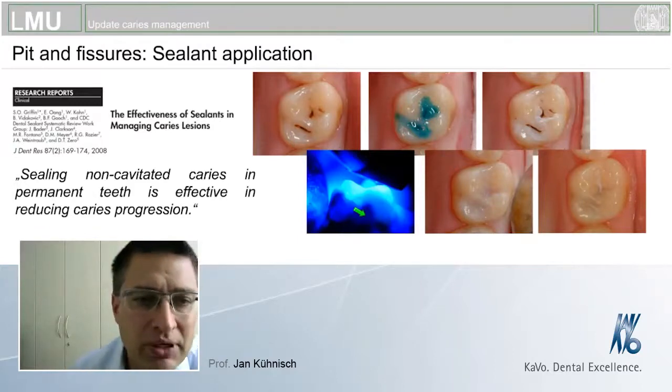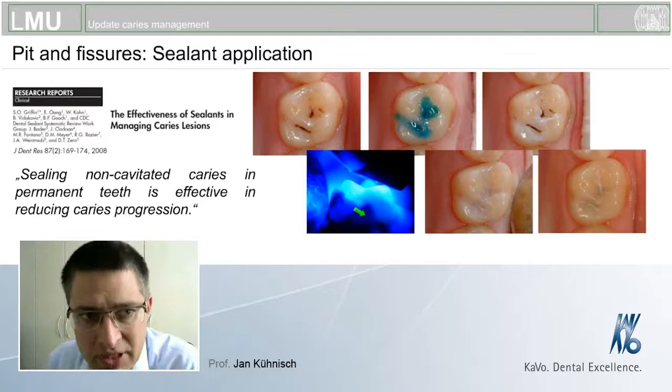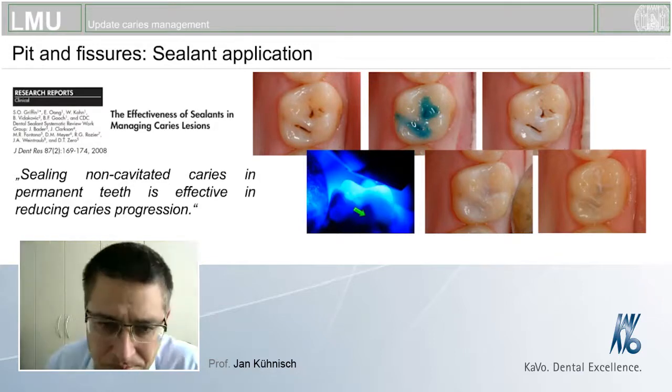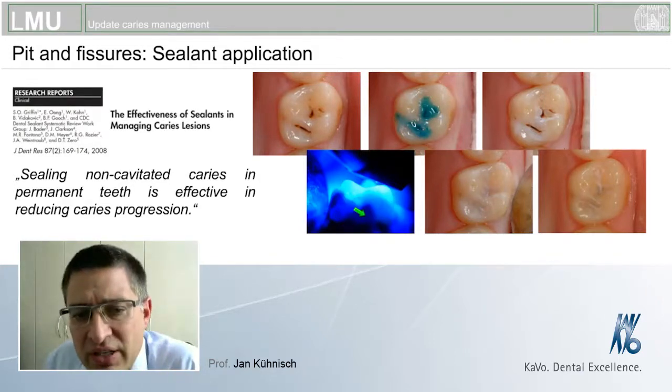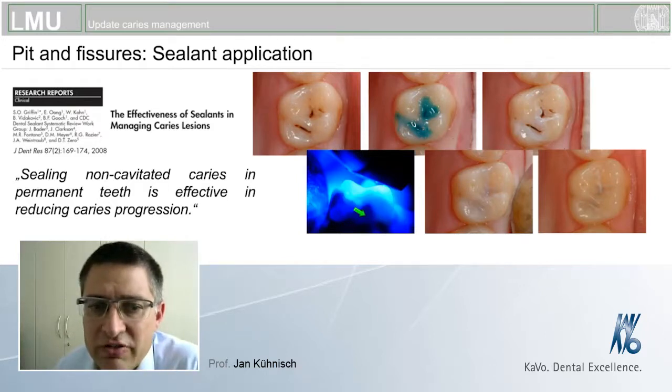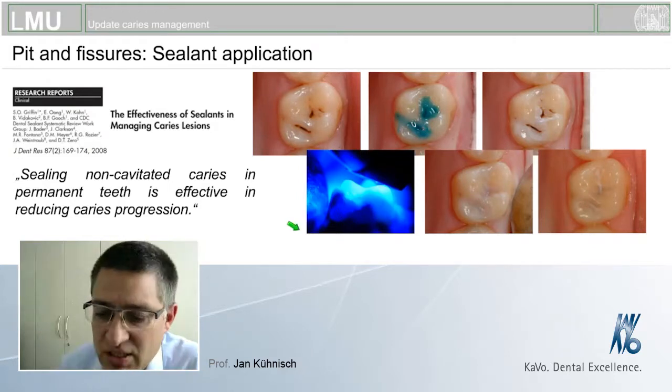Let's talk a little bit about pit and fissure sealants. It is fully known that sealants should be applied in caries risk patients. They will have the greatest benefit from this preventive measure. And the evidence is also there to seal non-cavitated caries lesions on permanent teeth. It is an effective measure to arrest this brown discoloration, and you see the 1 year control, the sealant is there, and it means this procedure is successful as well.